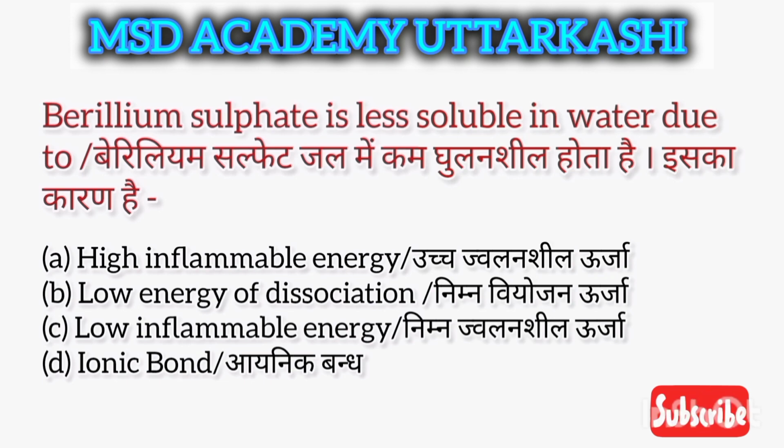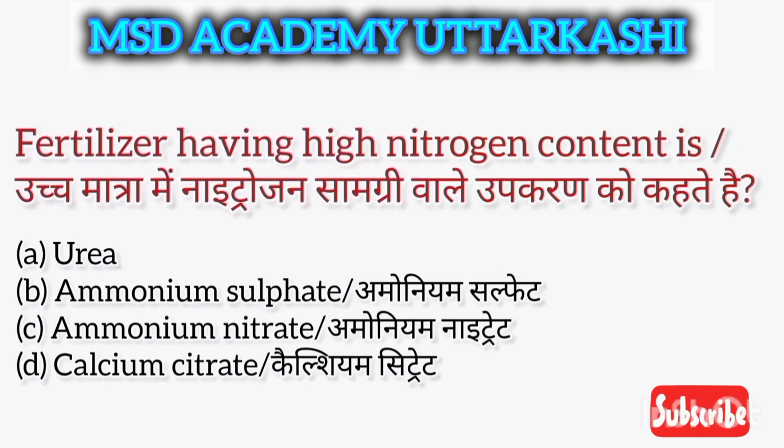Next question. Fertilizer having high nitrogen content is option A urea, option B ammonium sulfate, option C ammonium nitrate, option D calcium citrate. So the correct answer is option A urea.